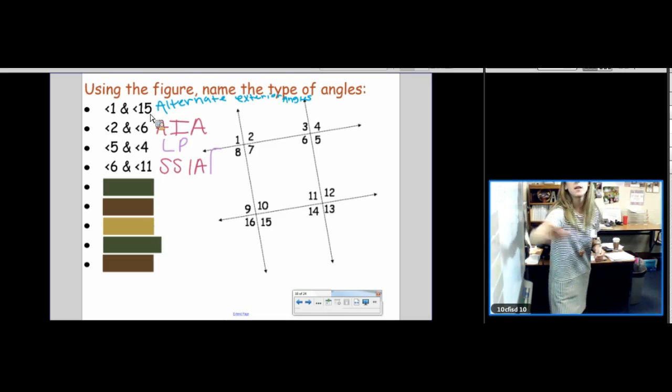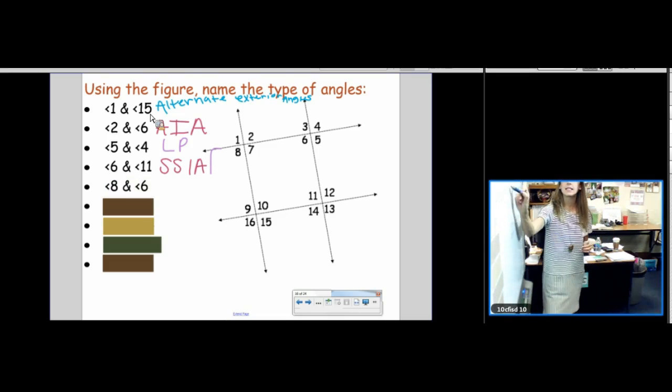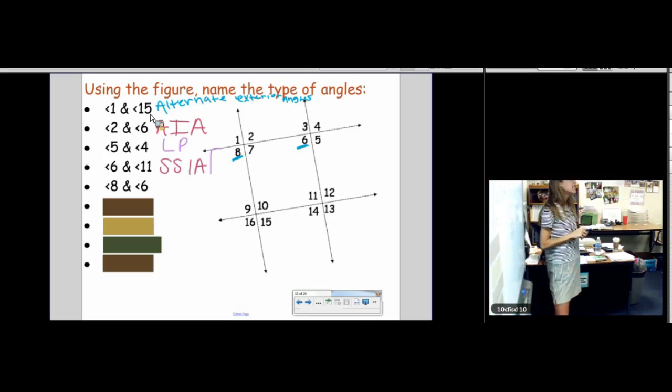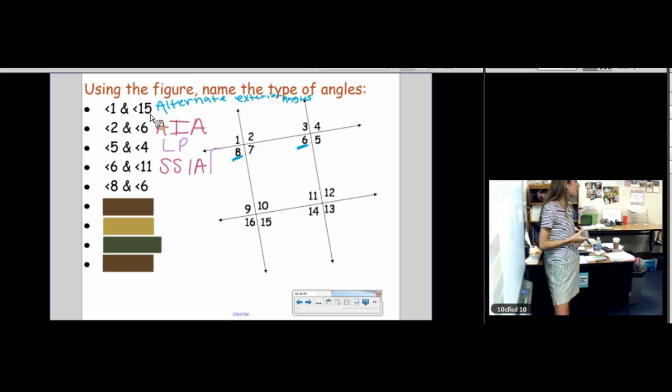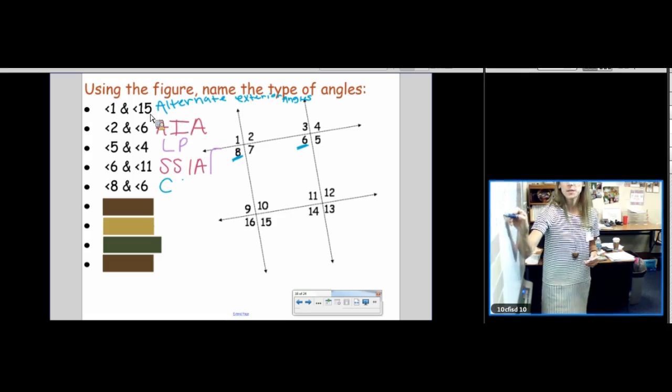Helen, you're this one. What do we have? 8 and 6. This is the one that students struggle with the most, so I want you to look at this one. Just turn your head. That's good. Turn your head. They are corresponding angles.